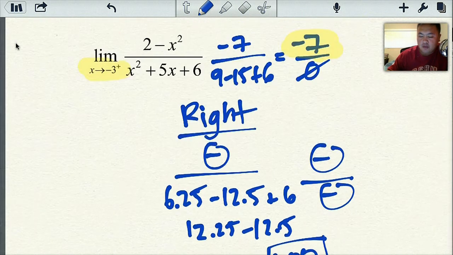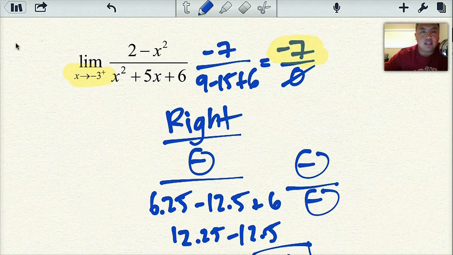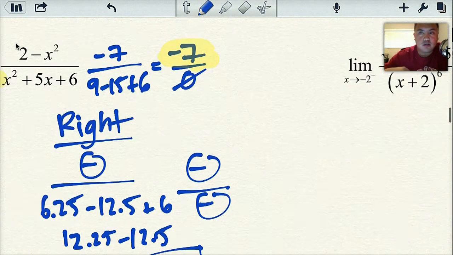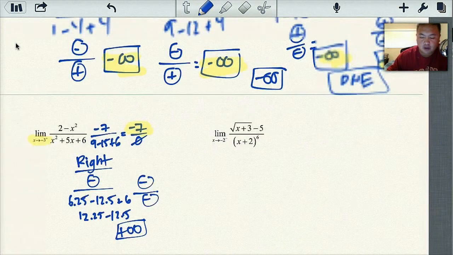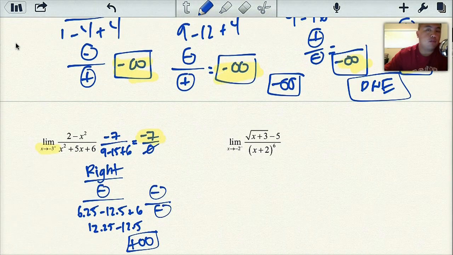Now, if you have a problem that has a sign, like this one is negative 3 plus, or the one next to it is negative 2 minus, if you have a sign, there has to be an answer. The answer cannot be does not exist because there's no left and right. There's only left and there's only right. So you better have an answer. The answer cannot be D and E. And that's how you solve problems where you get a number over 0 and the answer is infinity.